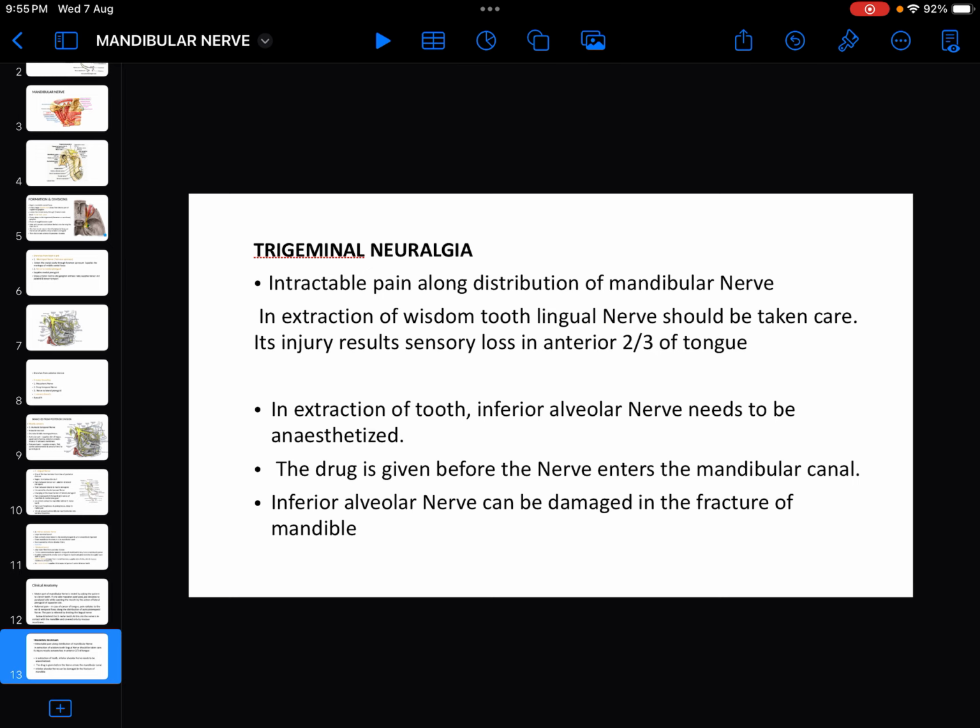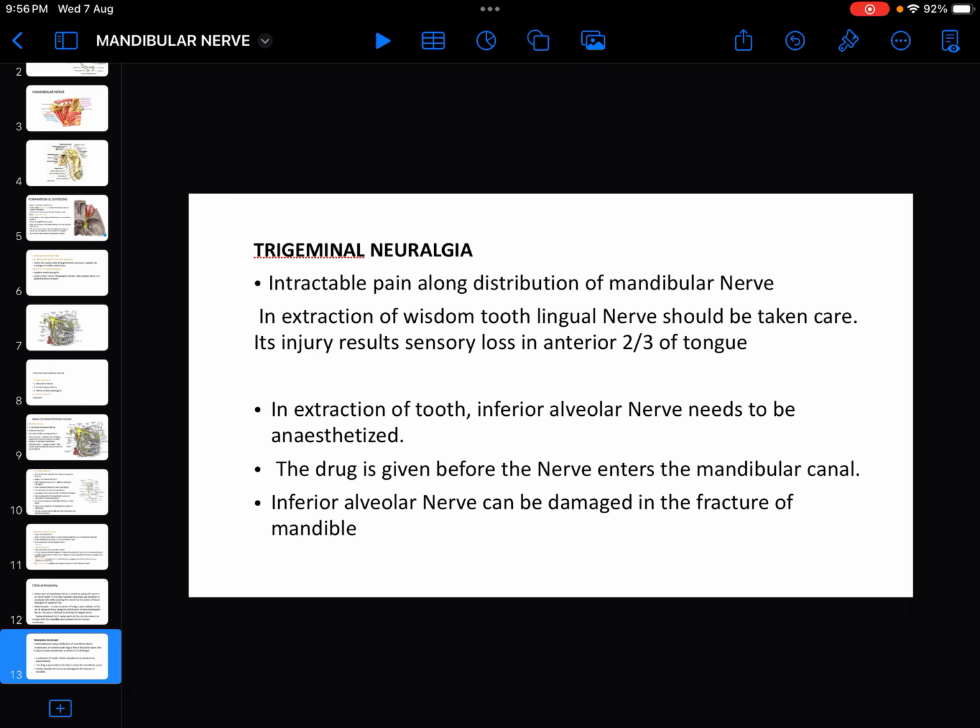The next applied anatomy is trigeminal neuralgia. Trigeminal neuralgia is an intractable pain along the distribution of the mandibular nerve. During the extraction of the wisdom tooth, care should be taken of the lingual nerve. Its injury results in sensory loss in the anterior two-thirds of the tongue, since the sensory supply of the anterior two-thirds of the tongue is by the lingual nerve.